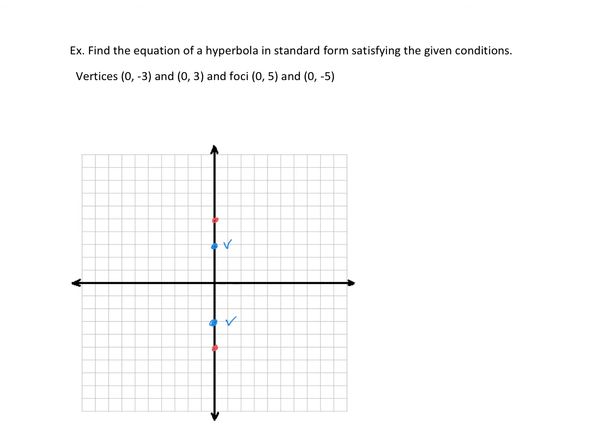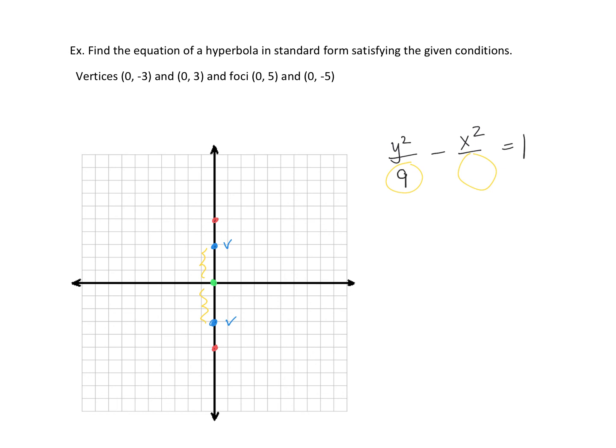So you can tell that this is my transverse axis. And so it's going to open in that y direction. And so we know that we're going to have y squared over something minus x squared over something equals 1. And I should note, we can tell that the center here is (0, 0). So what we need to do is fill in these two values down here. And I can already tell that in the y direction, I went 3. So underneath that y squared, I'm going to do 3 squared, or 9.